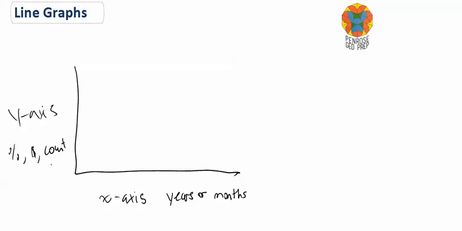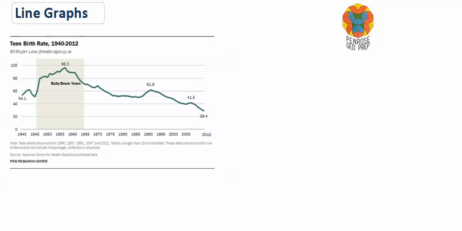So let's look at a line graph to see what kind of information we can learn from it. This is a line graph from the Pew Research Center, and it shows the teen birth rate from 1940 to 2012. So we see that on the x-axis, right here, we have a unit of time, in this case, years. And then we see on the y-axis that we have a count, number of births per 1,000 females aged 15 to 19, and this just represents teen birth rate.